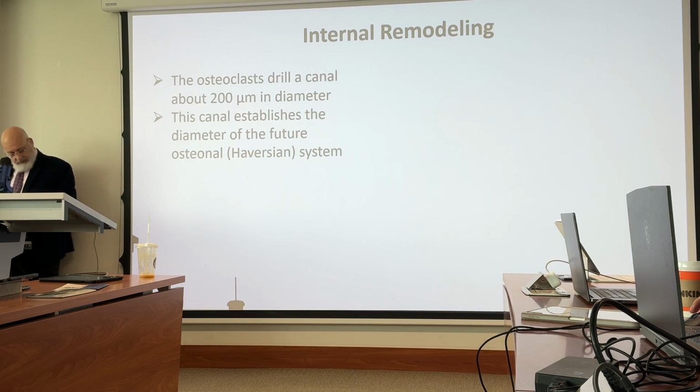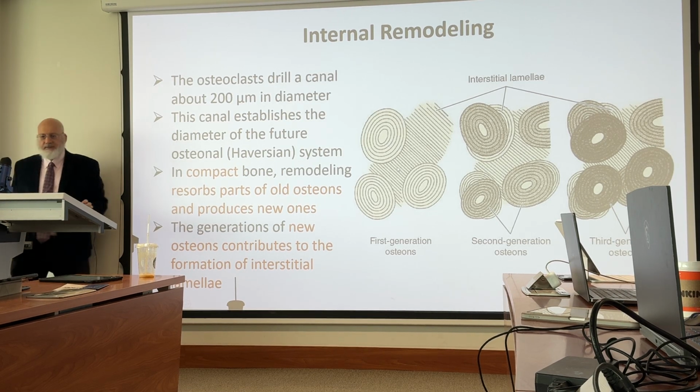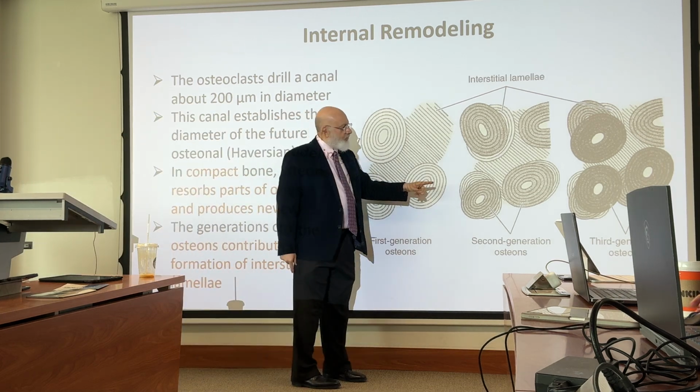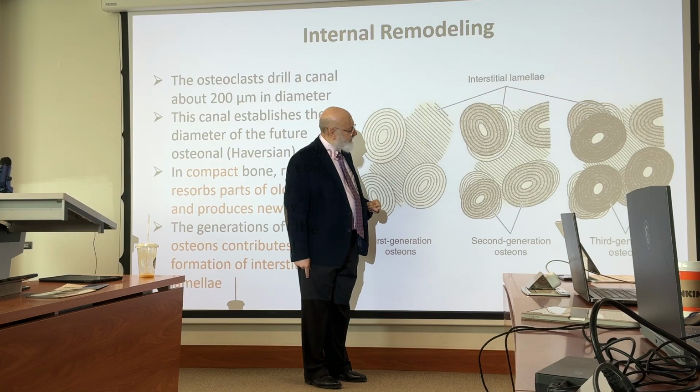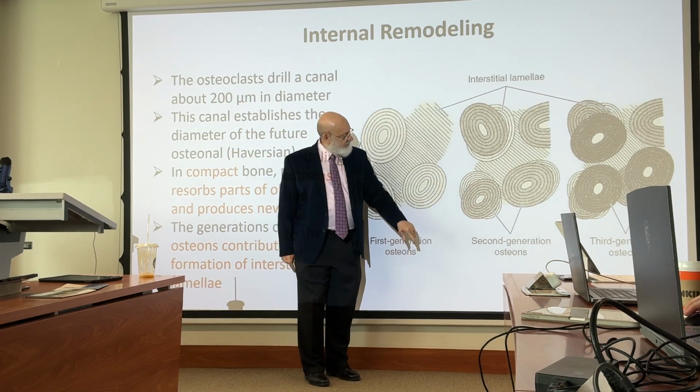So, I showed you this picture before, and if you just focus on what we call the first generation, these are osteons, correct? And between them, what is this? Interstitial lamellae. I told you I'm going to talk to you about this last picture. So now look at what we call the second generation.